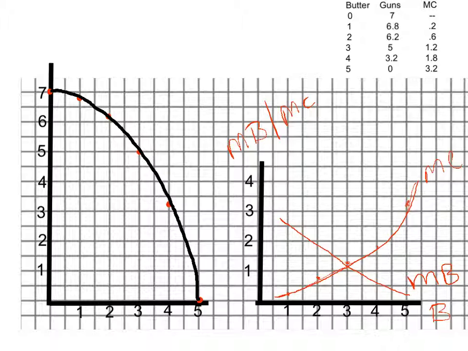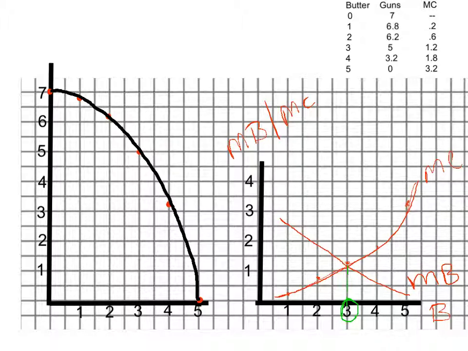All right, so what does this mean in terms of Crusoe's decision on how much butter and how many guns? What combination, what production possibility set, will make him the happiest? So we've just found that he will produce butter up to the point where the marginal benefit equals the marginal cost, and that's right here at 3 units of butter. So he would produce 3 units of butter. That's what would maximize his happiness.